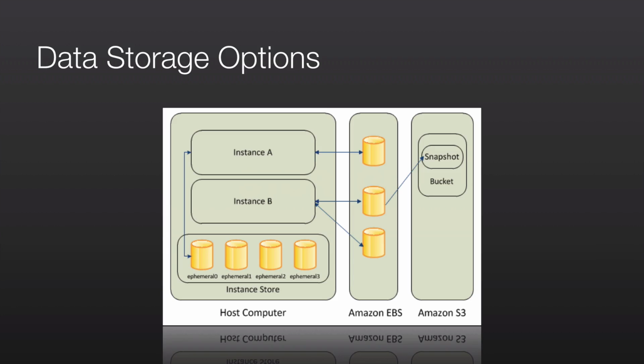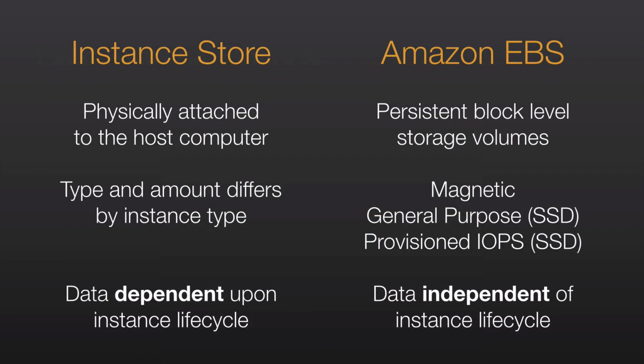It's worthwhile just digging into these two options, instance storage and EBS, in a little bit more detail. So instance storage, as I said, is physically attached to the host computer. Type and amount varies by instance type, and you can find more information about instance storage by specific instance type on the EC2 instances page on the AWS website. And data here is dependent on instance life cycle. Contrast that with EBS, where you've got persistent block level storage volumes that are attached over a network, available in a variety of different options: magnetic, general purpose SSD, or provisioned IOPS SSD. And in this case, your data is independent of the instance lifecycle.